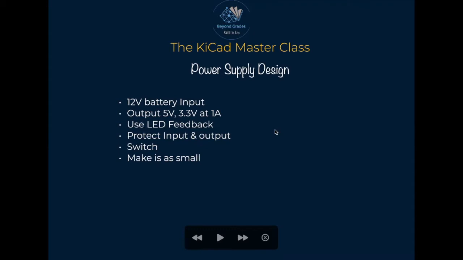The idea is to design a power supply. Say we are getting 12V input from a battery, and we are supposed to design a product that should give us an output voltage of 5V and 3.3 volts at 1 ampere. That's the current. Also, we are told to use some LED feedbacks, do some protection of the input and the output, also include a switch, and make the design as small as possible. So once you have such a problem, it's up to you now to start identifying all the components that we need to use.